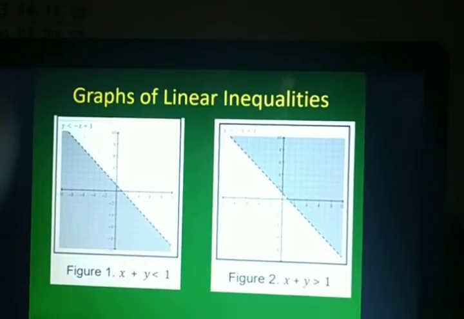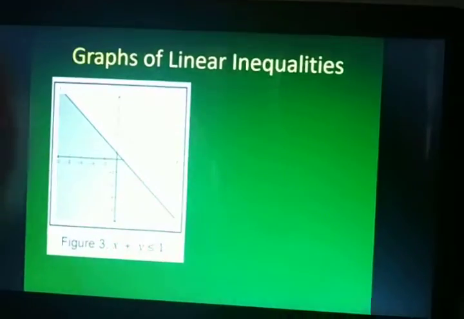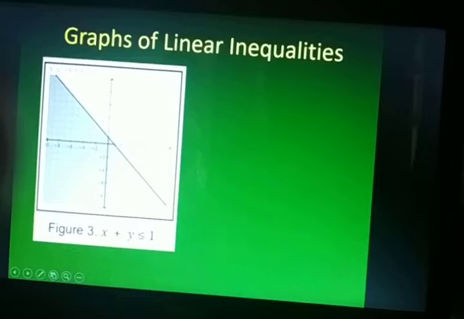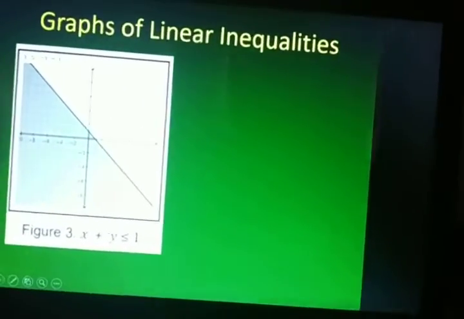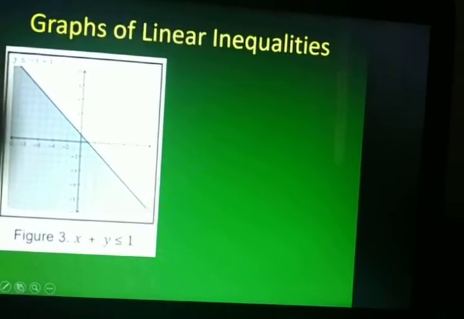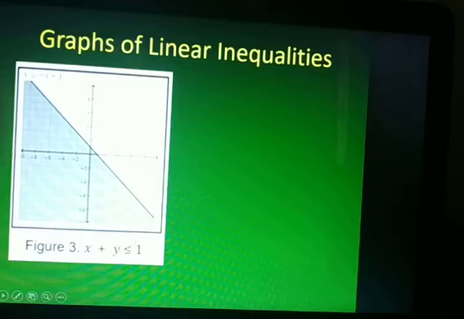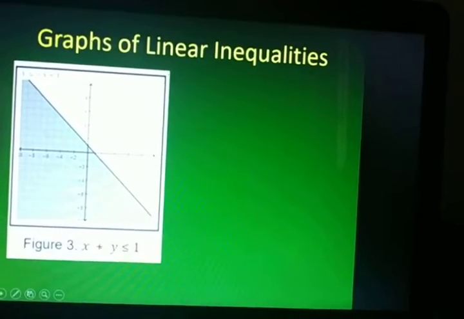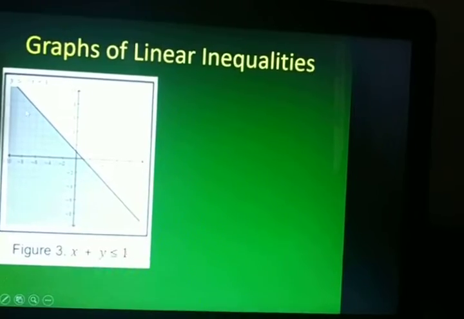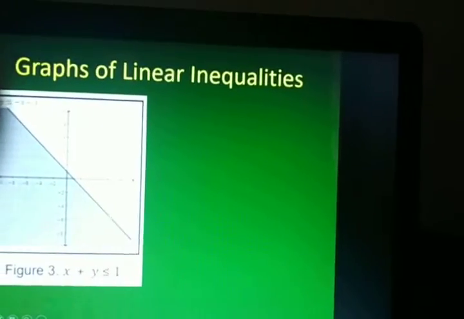Okay. Next, let's have figure 3. If you have an example, x plus y less than or equal to 1. This time, may less than or equal to na, may equal to na. And so we use straight bold line. And because less than, the shade is below the line. Pero kay may equal siya, no? It's a straight line.